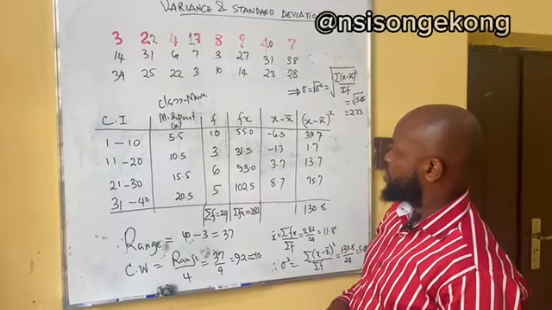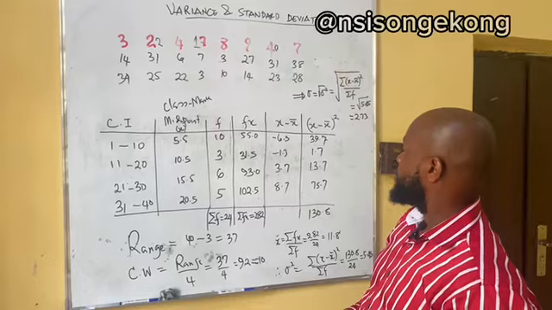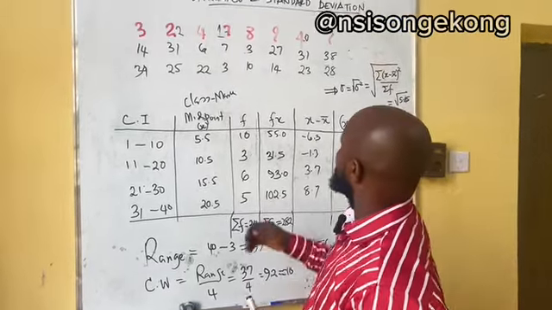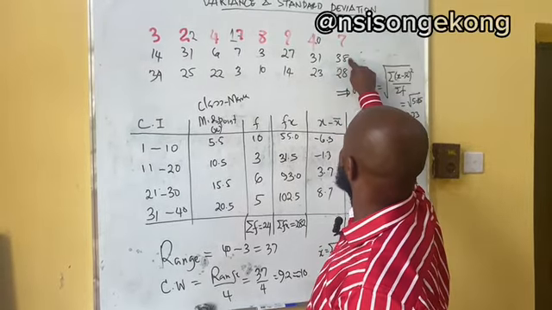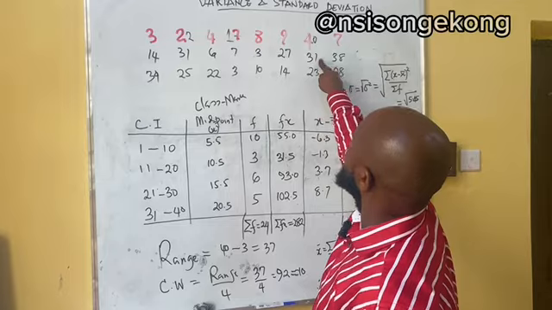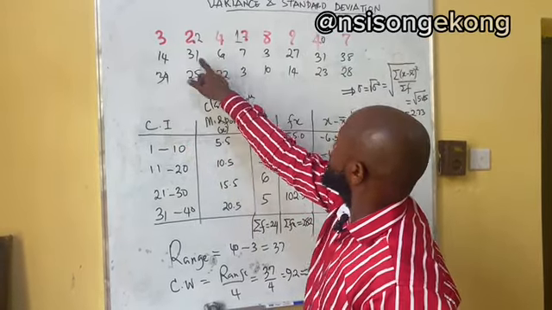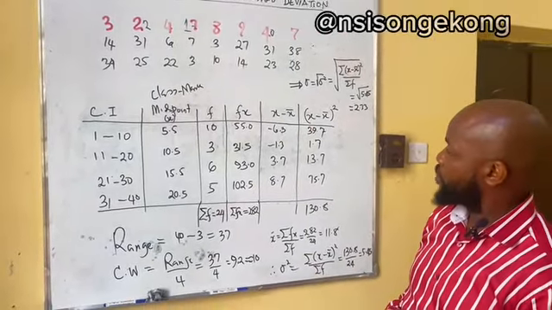Then for the class interval 31 to 40, we go back to the data set and count the number of entries that fall within that particular interval. 31 to 40, we have 41 here. 40 is here as number 1, number 2, number 3, number 4, and number 5. So that's why we have 5 here under frequency.